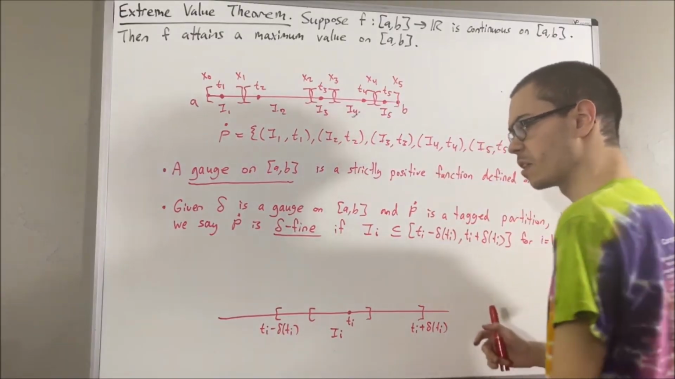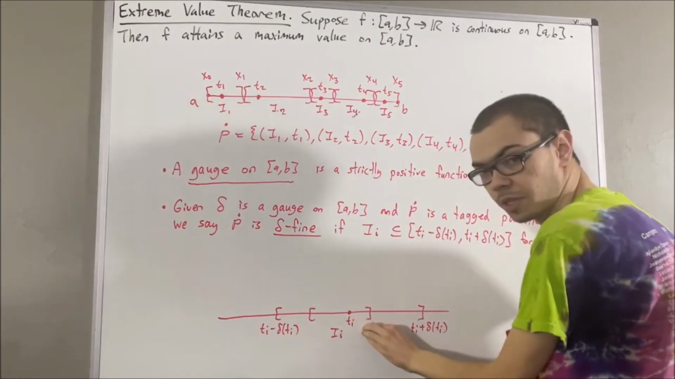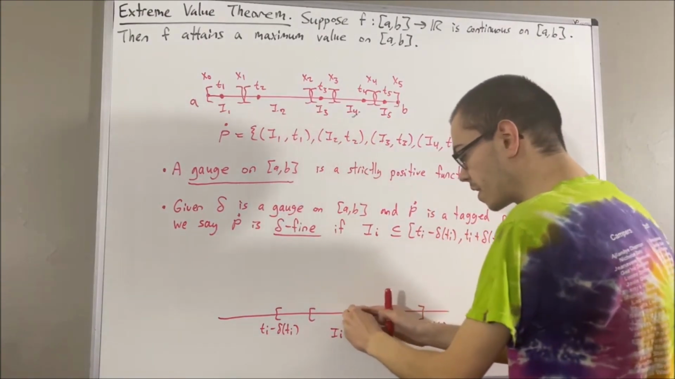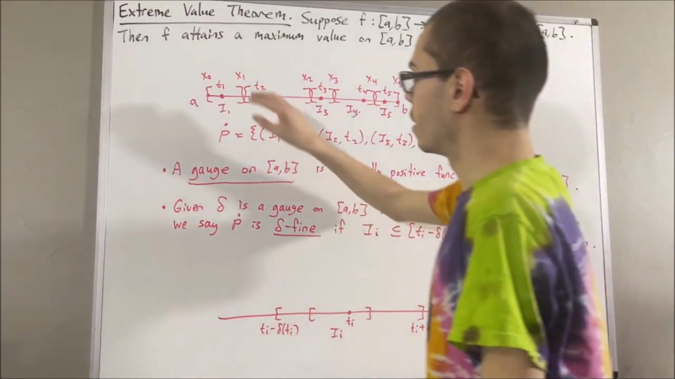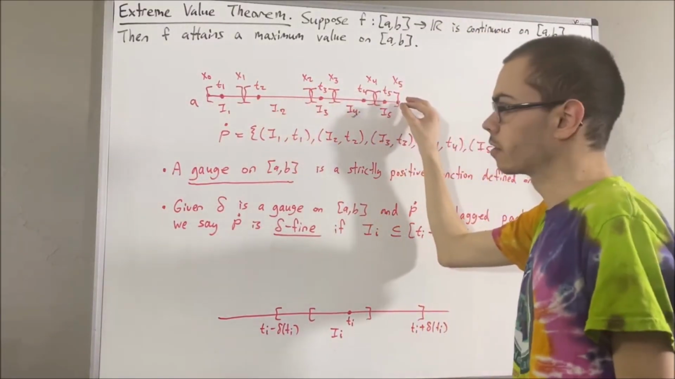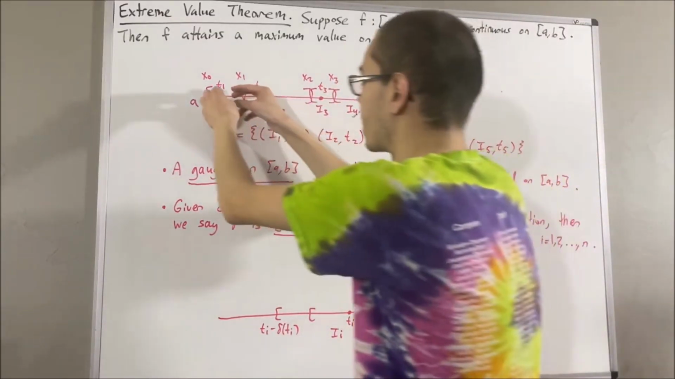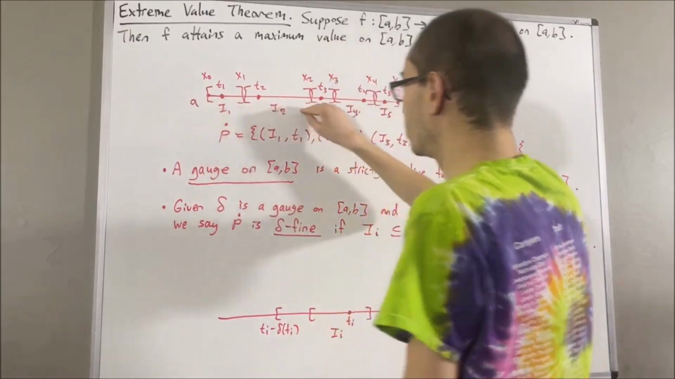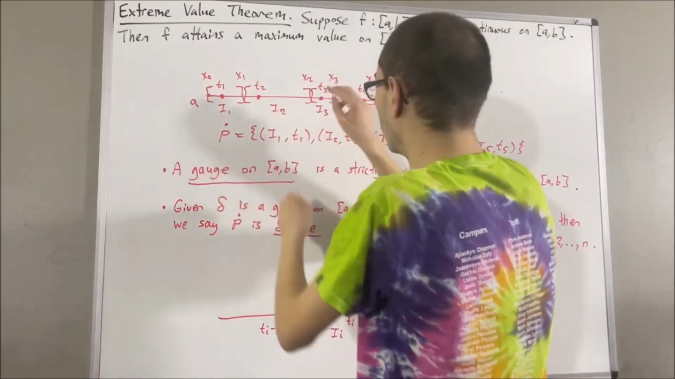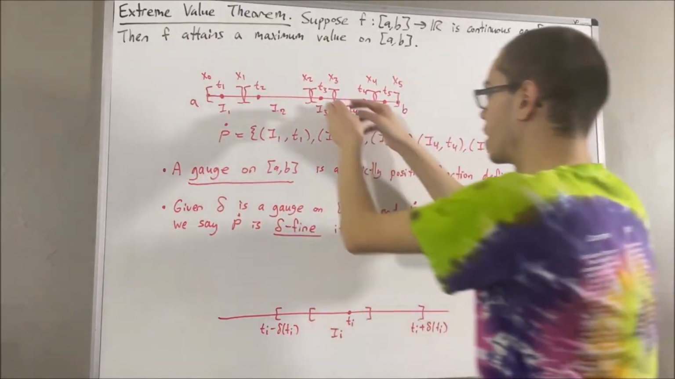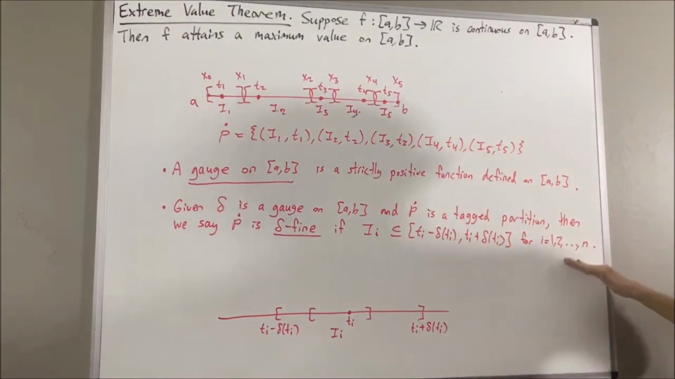And so the idea is, for the partition to be delta fine, we need each subinterval to be a subset of this interval centered at ti. So for example, for this partition to be delta fine, we need I1 to be a subset of this interval centered at T1. We need I2 to be a subset of this interval centered at T2. We need I3 to be a subset of this interval centered at T3, and so on, for each subinterval in the partition.